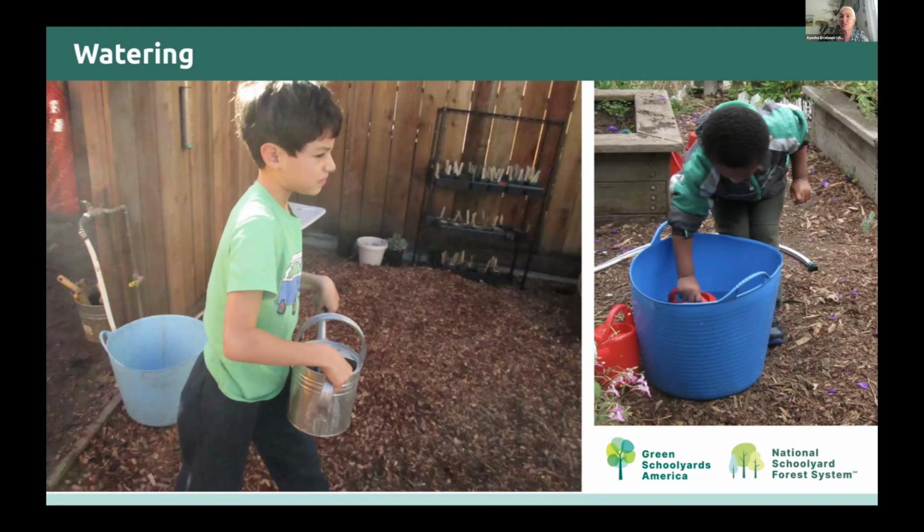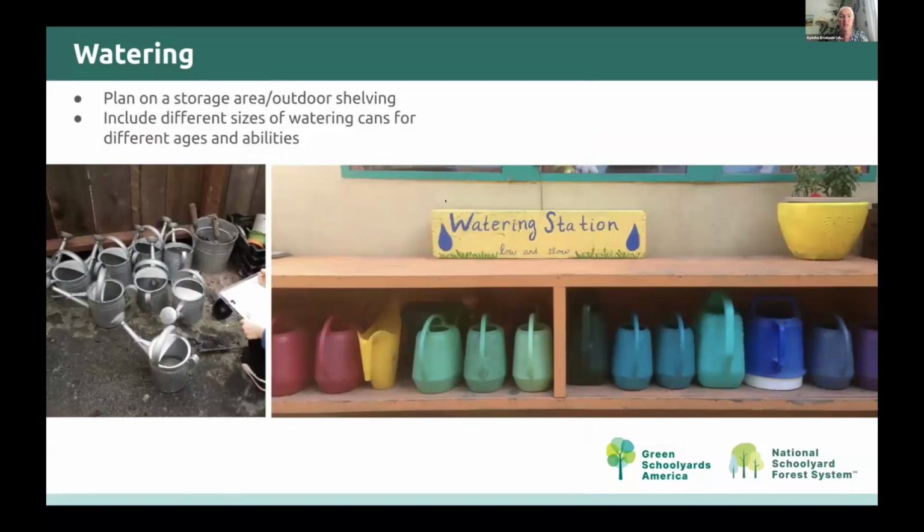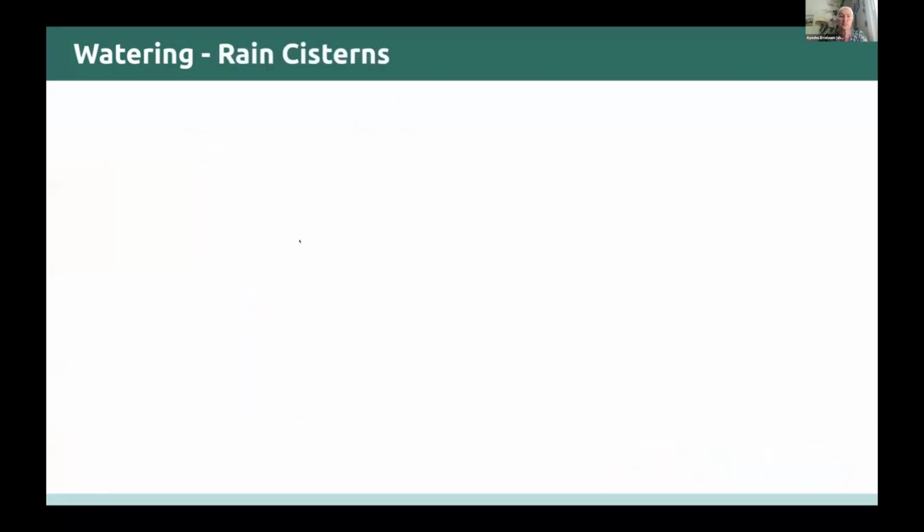Watering can also be connected to lessons about, for example, the water cycle, thinking about evaporation, leaf transpiration, soil types, soil percolation. I'll point out some resources for that later as well. The design, right from the beginning, as Rachel also mentioned, should include some storage for the watering cans, and plan for different sizes of watering cans for different ages and abilities, and enough for how many students might be out there at a time, perhaps an entire classroom.